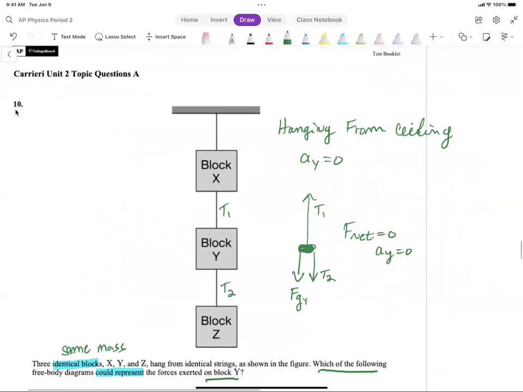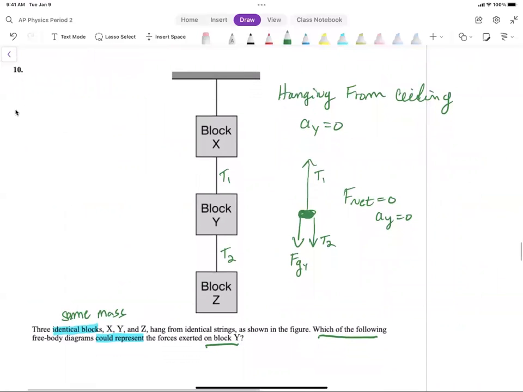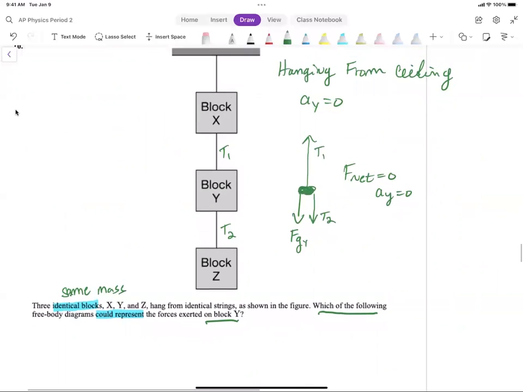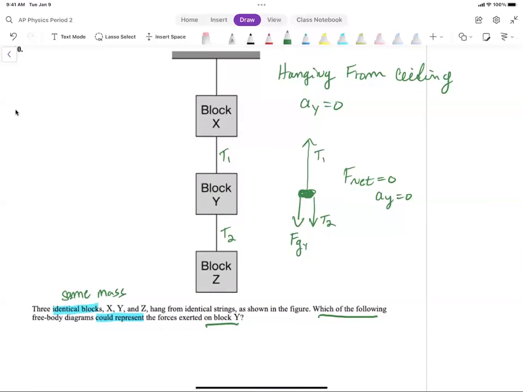Moving on. I have a situation. I have these blocks, they're all tied together, X, Y, and Z. They're hanging from a ceiling. If they're hanging from the ceiling, what do we know? They are in a static condition, okay? Acceleration is 0, they're hanging. They didn't tell you that, but you should be able to see that from the picture. They're identical. That means the masses are the same. They hang from the string, and they want to know which of the following free body diagrams could represent the forces exerted on block Y.